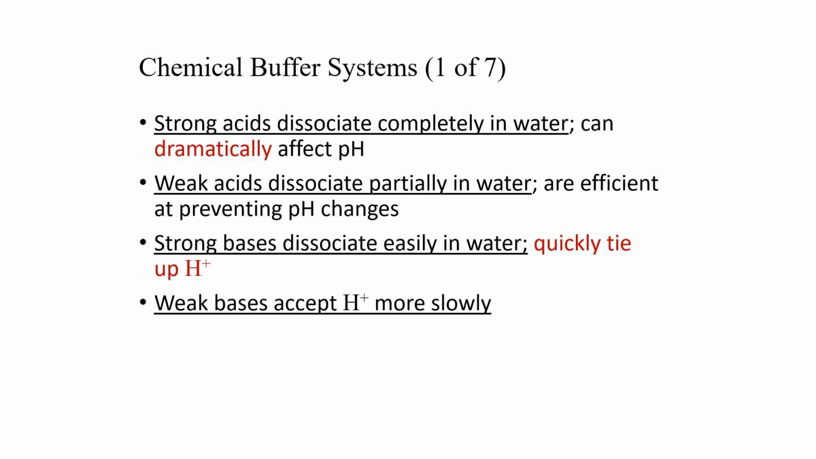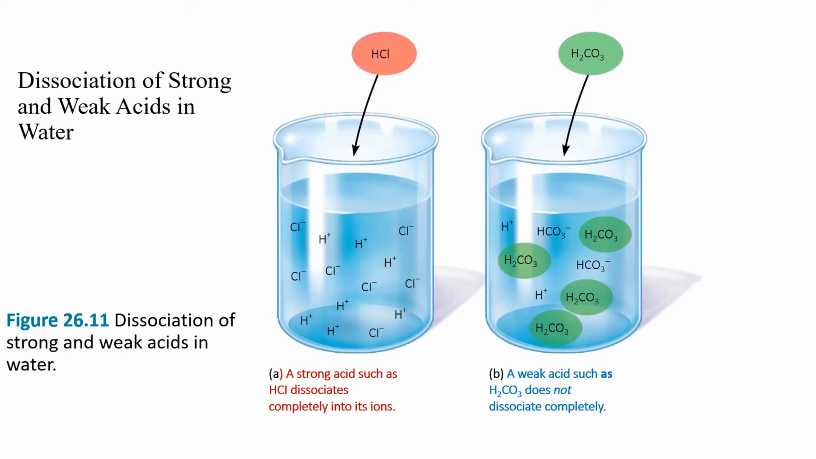Now, in the same way, strong bases dissociate easily in water, and they quickly tie up the proton. And so that's going to cause a drastic shift in pH. What the body does is that it changes a strong base into a weak base that accepts the protons more slowly, and this buffers the change in pH.